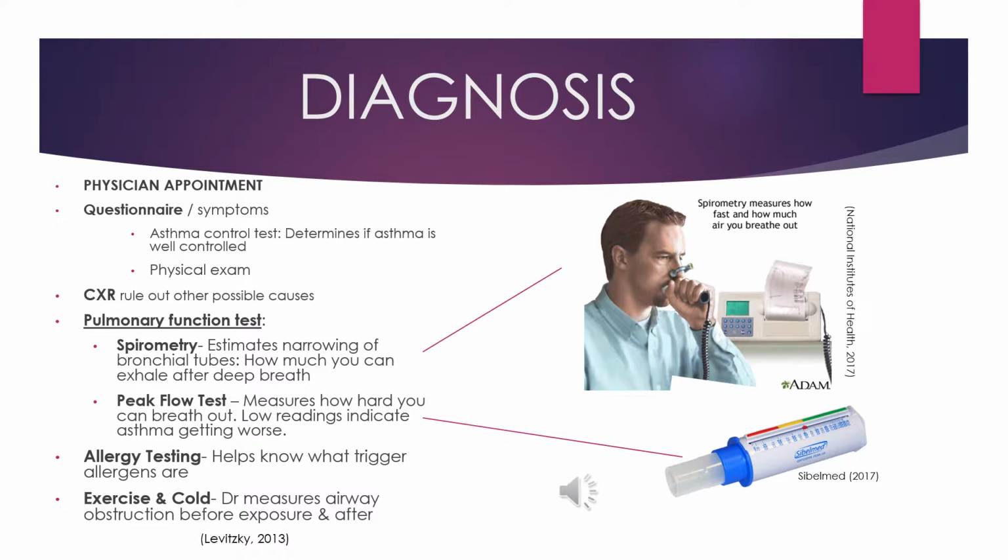Now, moderate persistent asthma symptoms occur daily. So this really affects someone's quality of life. And flare-ups last several days. Coughing, wheezing disrupts normal activities. It makes it very difficult for someone to sleep, to work, to have any kind of quality of life. And nighttime flare-ups are more than once a week. At this point, your lung function is about 60 to 80% without treatment.